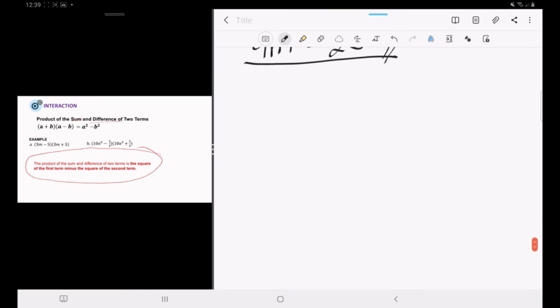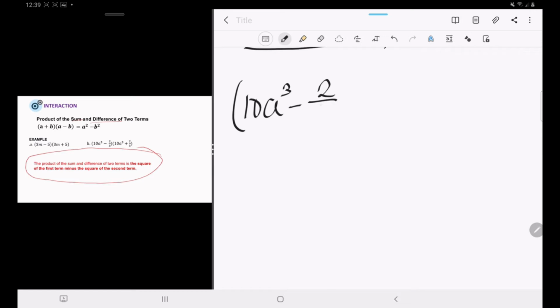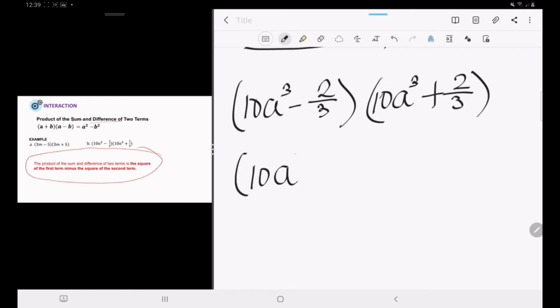Okay, another example. We have here 10a cubed minus 2/3 times 10a cubed plus 2/3. Okay, again, we get the square of the first term. So 10a cubed squared. Then minus the quantity 2/3 squared.